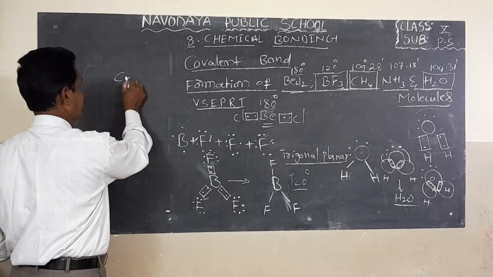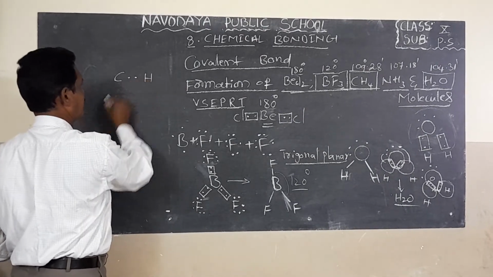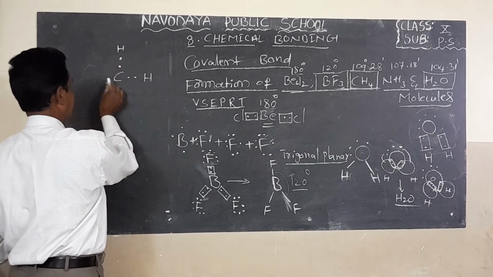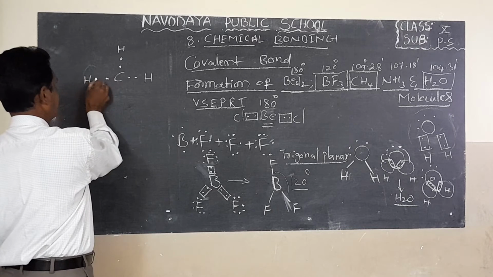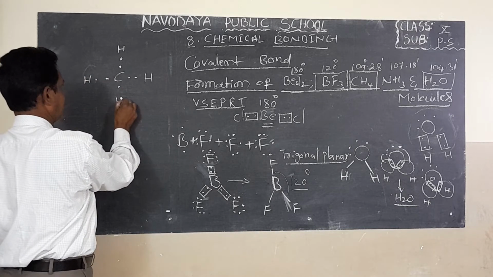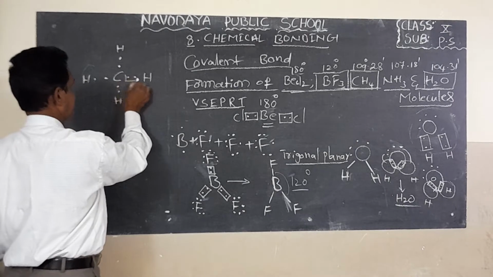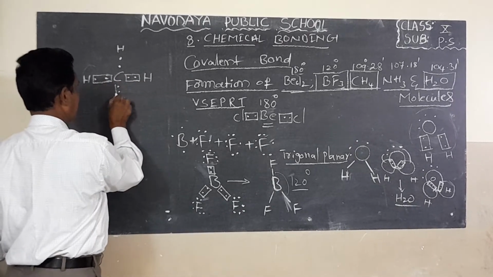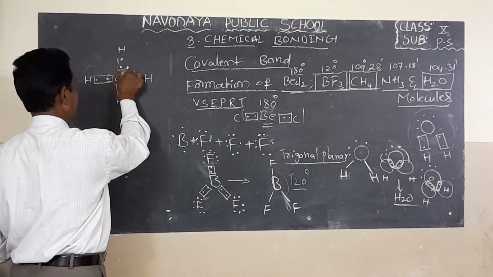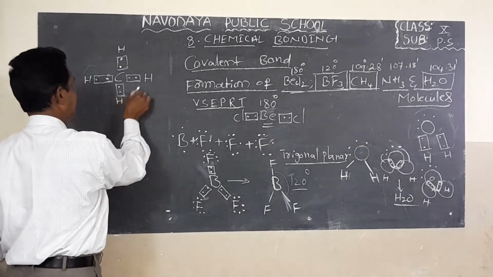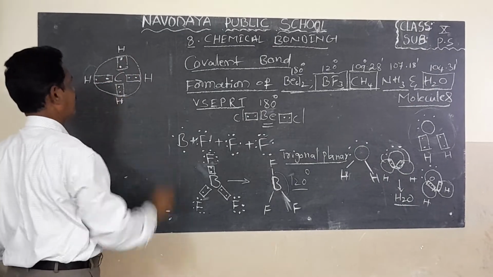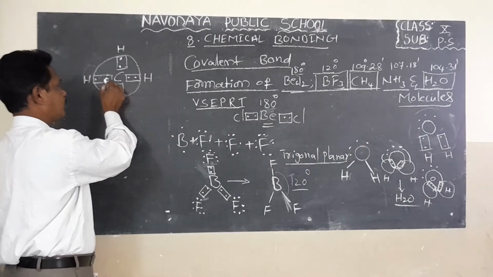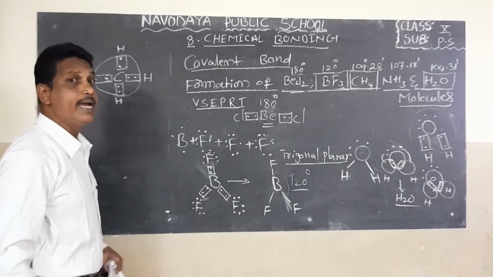Carbon contributes 1 electron, hydrogen contributes 1 electron. Carbon contributes another electron, hydrogen 1 electron. These 2 electrons are shared by carbon and hydrogen atom. These 2 electrons with another hydrogen, and another hydrogen atom. All these electrons are shared by the carbon atom. The carbon atom contains 8 electrons: 2 plus 2 plus 2 plus 2, that is 8.